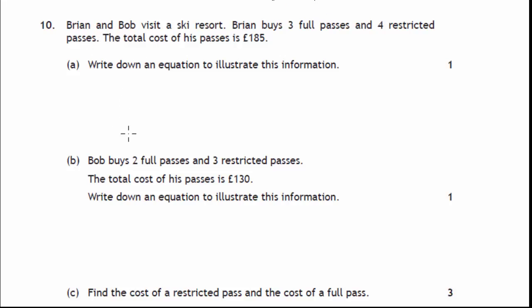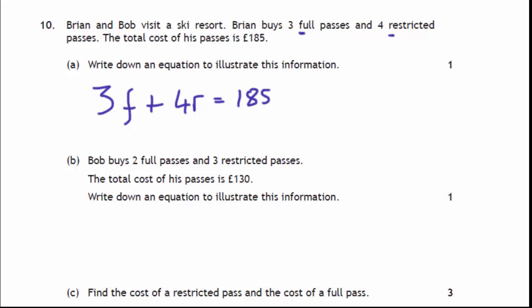First thing, a couple of things you have to do is create two equations. Okay, so Brian buys three full bus passes, four restricted passes, and it costs him £185. So quite often, just use the first initial from each, right? So that's three full passes, plus four restricted passes. That cost him £185.